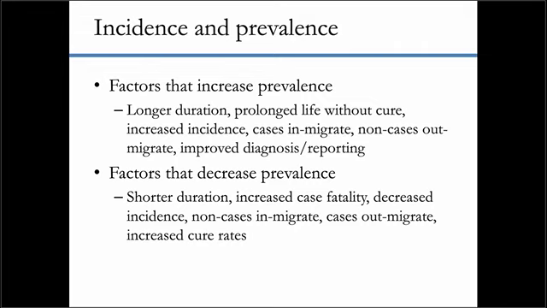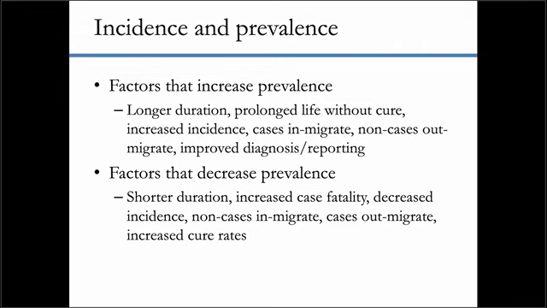Cases in-migrate, meaning that people from other places or other populations come into the area and they might be bringing disease with them. Non-cases out-migrate, so that might mean that the people in the population who are healthy are leaving that particular area, and so you're leaving a smaller population size but the same number of people with the disease, increasing your prevalence. Or improved diagnosis or reporting. And this one's very common, where we get better testing, we get better early diagnosis of diseases, and so that means people might live longer, or we might be able to find more cases only because we're searching for more cases as well.